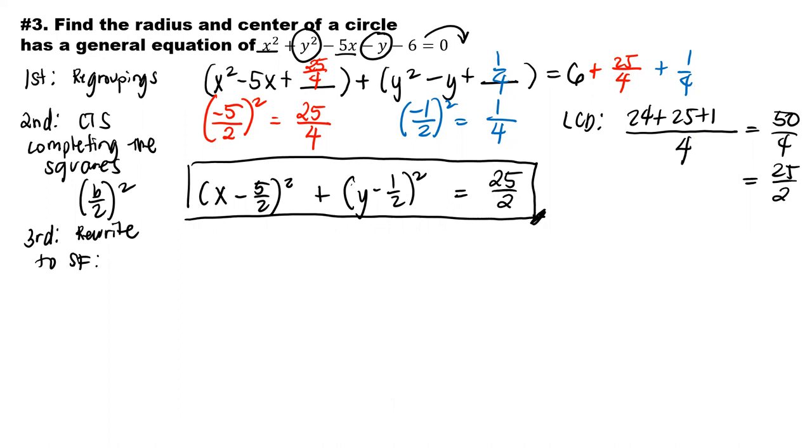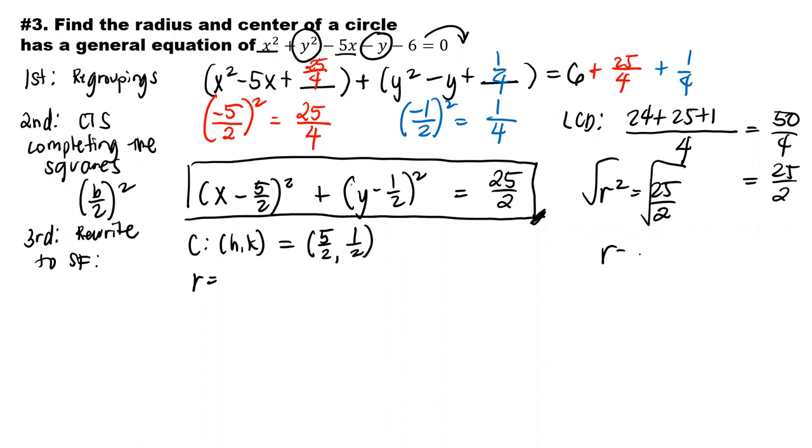So now let's find the value of center and radius. So the center will be h and k. So the h will be equal to 5 over 2 and k will be 1/2. And the radius is equal to, kunin natin, r squared is equal to 25 over 2. So square root natin sila. R is equal to square root of 25 over square root of 2. So square root of 25 is 5 and square root of 2 is square root of 2.